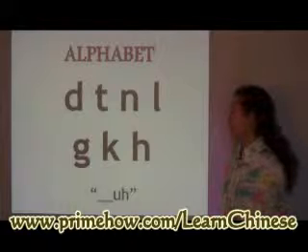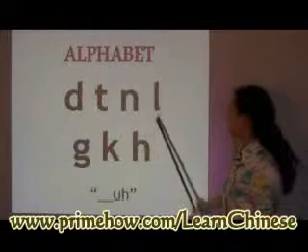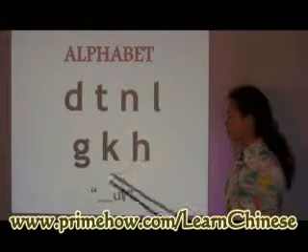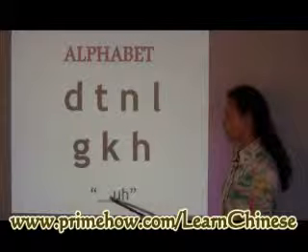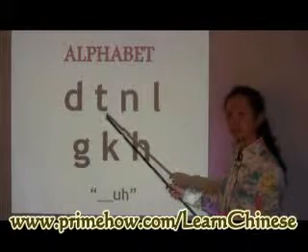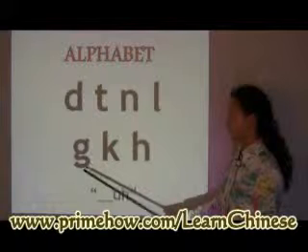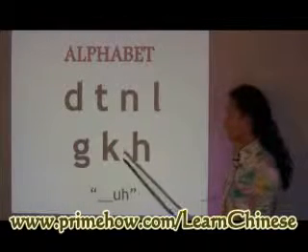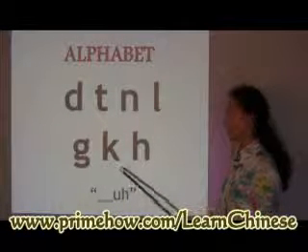The next few. We have de, te, ne, le, ge, ke, he. And once again, they have the same kind of ending, like an e sound, like you're saying duh. And you just substitute the first letter in. So you have d, de, t, te, n, ne, l, le, g, ge, k, ke, and h, he. De, te, ne, le, ge, ke, he.